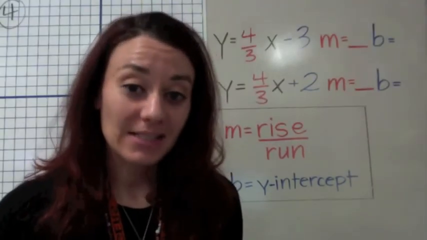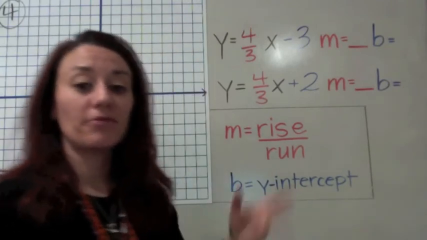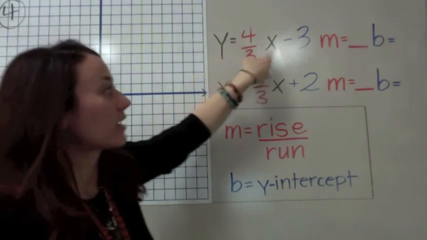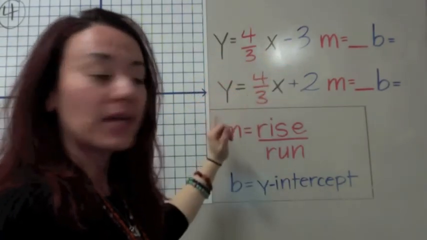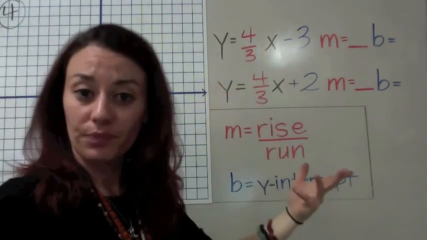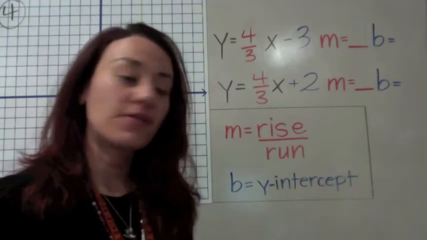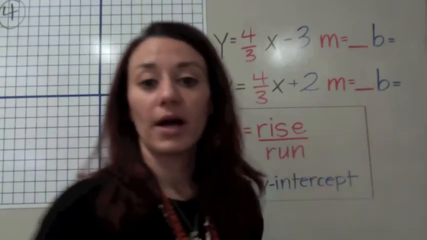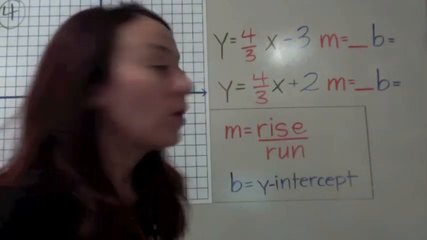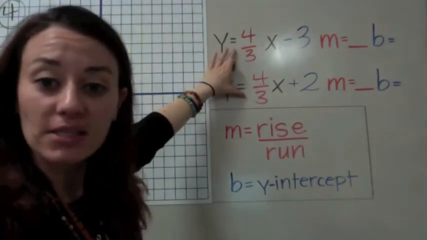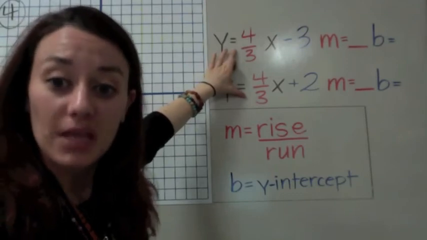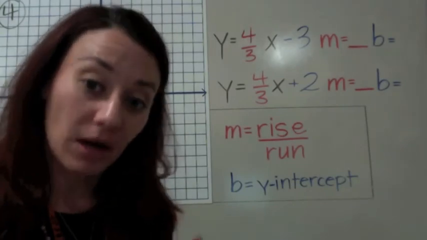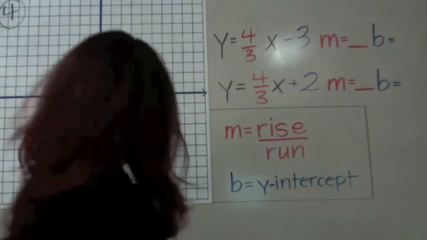Let's look at the last example. We have this system of linear equations. Read it with me. It says y equals 4/3 x minus 3 and y equals 4/3 x plus 2. Okay, so we're asked to identify the m, which is the slope, and the b, which is the y-intercept. All right? What do you notice about these lines? Do they have the same slope? Yes. If they have the same slope, when you graph them, they're going to be parallel. Okay? So let's identify it.